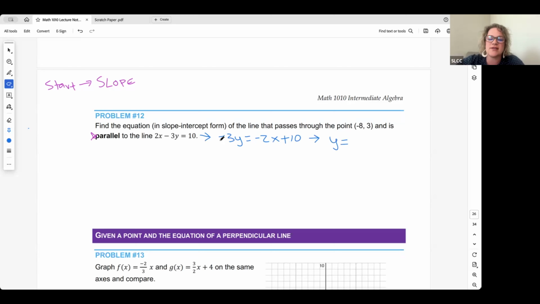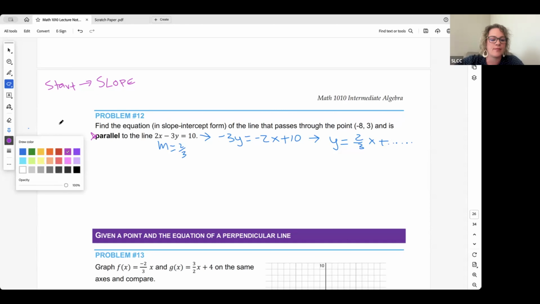So y equals, divided by a -3 would be 2/3 x, and so on. We only care about the slope. All right, now I know that this line has a slope of 2/3. What's the slope of a parallel line? So my line will have the same slope of 2/3.